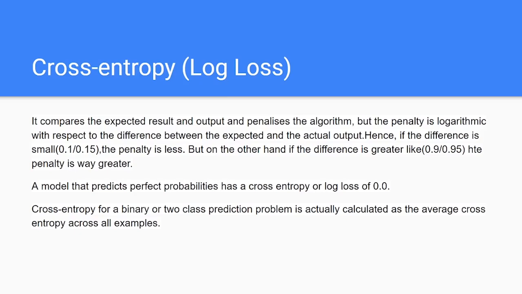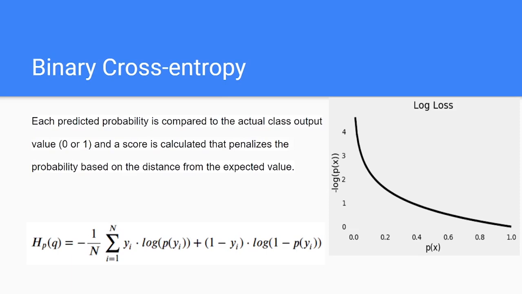Cross entropy for a binary or two-class prediction problem is actually calculated as the average of cross entropies across all examples. Some examples of binary problems are whether this is an image of a cat or not, or whether this image of a coin is facing heads or tails up. So this is the formula to implement binary log loss. Here n is the number of examples, y is the actual output, and p of y is the predicted value. This is the function that shows the trend of the log function. It dramatically increases.